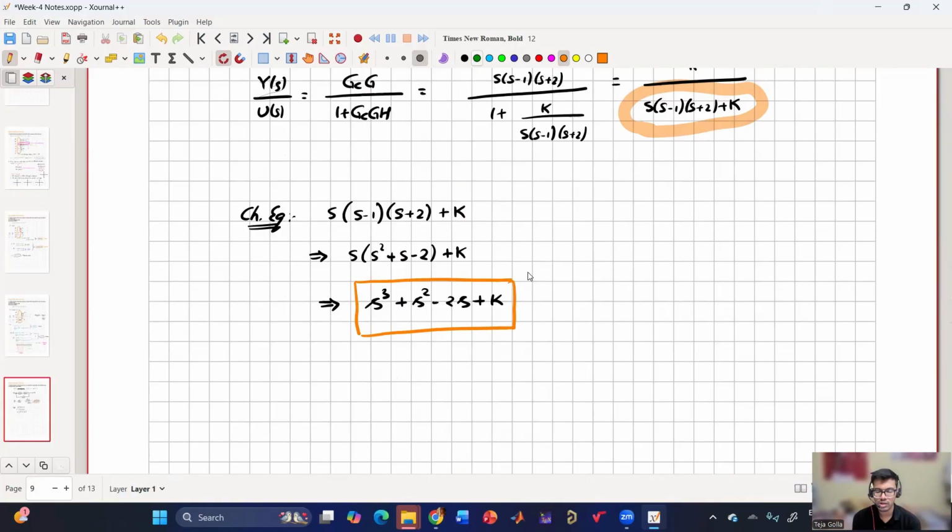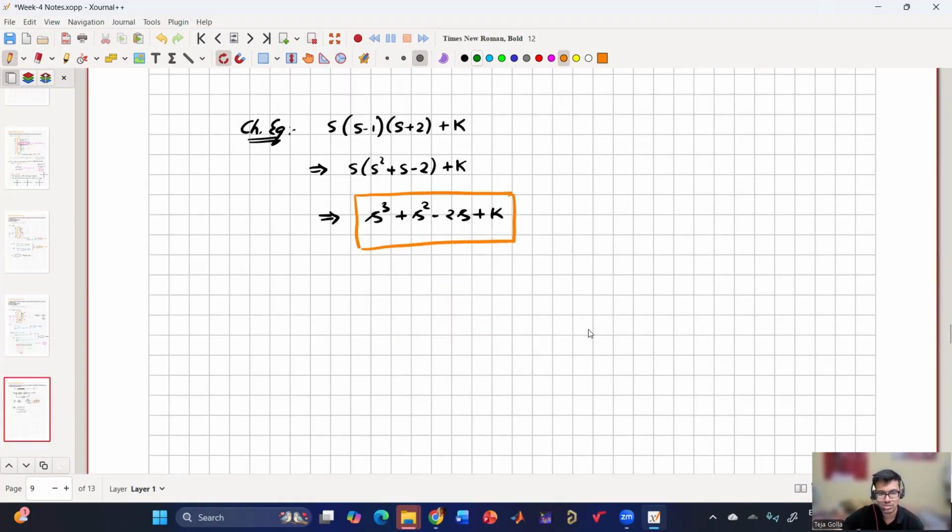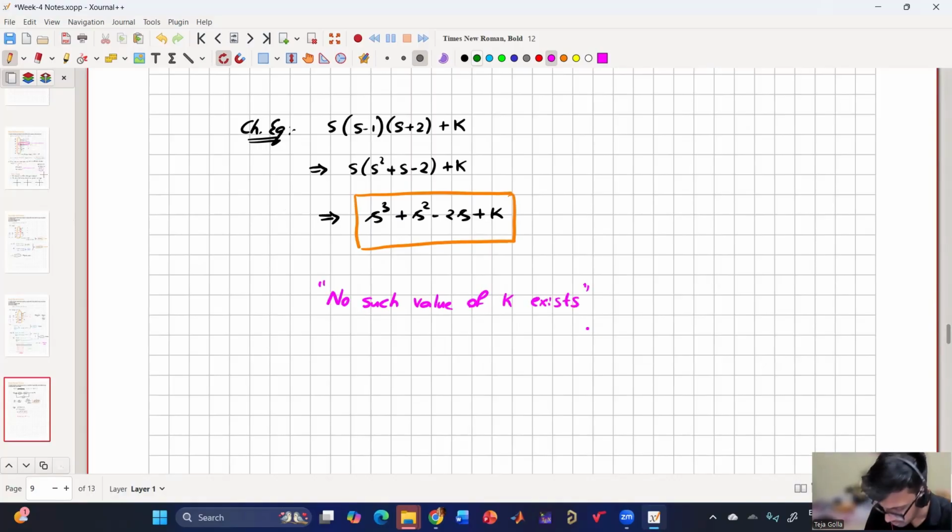So this is such a type of question where for any value of K, we will never be able to stabilize the system. So very good. The K is not part of this minus 2. Had it been K minus 2 and say this is some positive number, we could have done something. But in this case, no matter the value of K, the necessary condition is not met. So no such value of K exists.